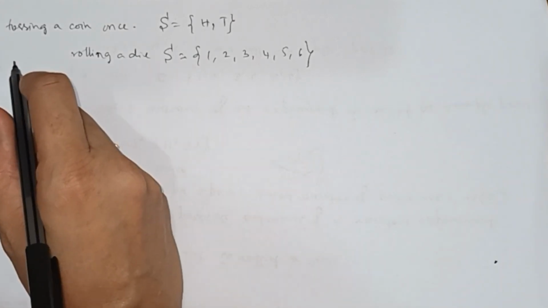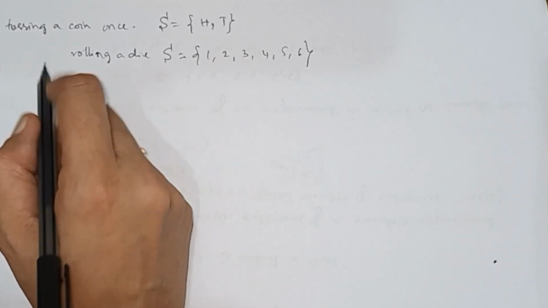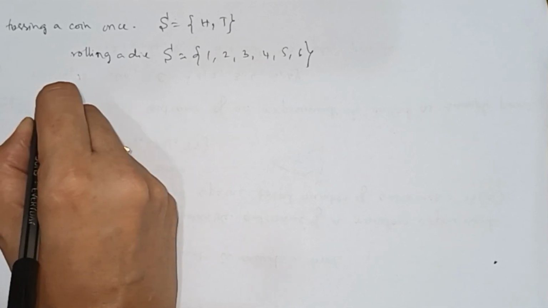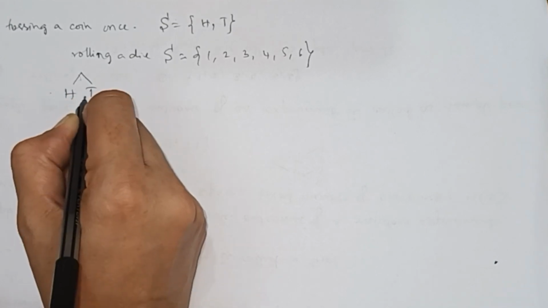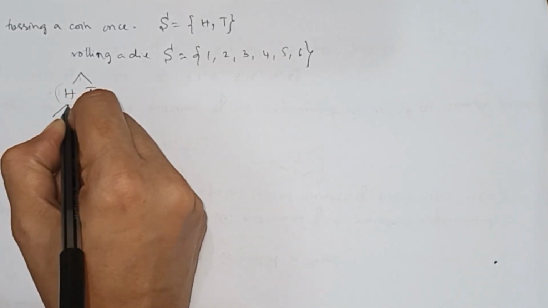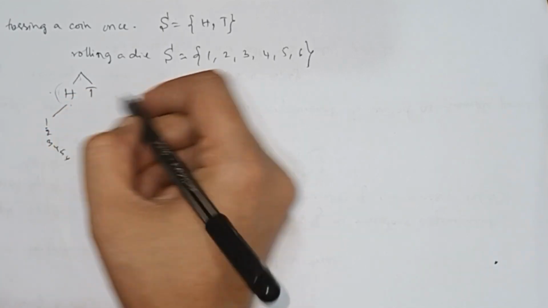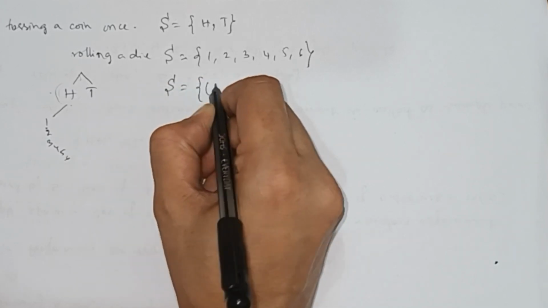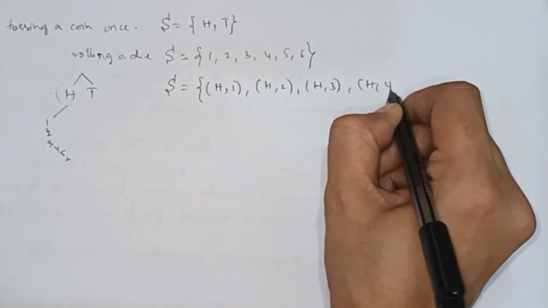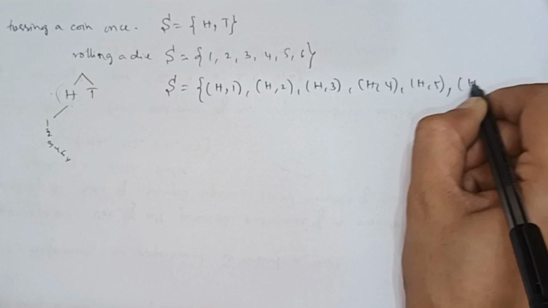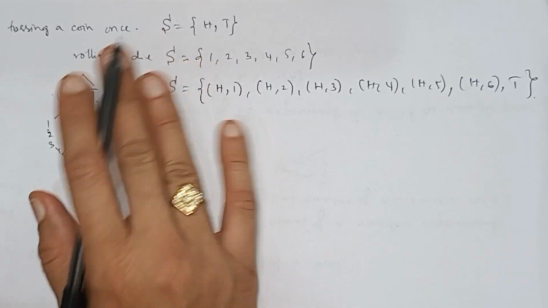Now, suppose you toss a coin and if you get a head, you have to roll a die. Otherwise, you need not roll a die. First is tossing a coin. You will get either head or tail. Next, if you get head, then you have to roll a die, and you have 1, 2, 3, 4, 5, 6 as possible outcomes. Therefore, the sample space must be written as H,1; H,2; H,3; H,4; H,5; H,6, then just T, because when you get tail, you need not roll a die. It is just tossing a coin.